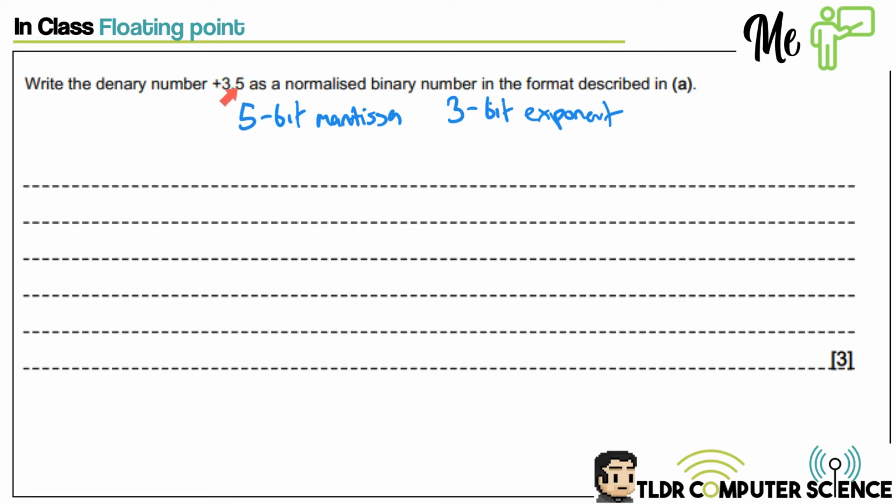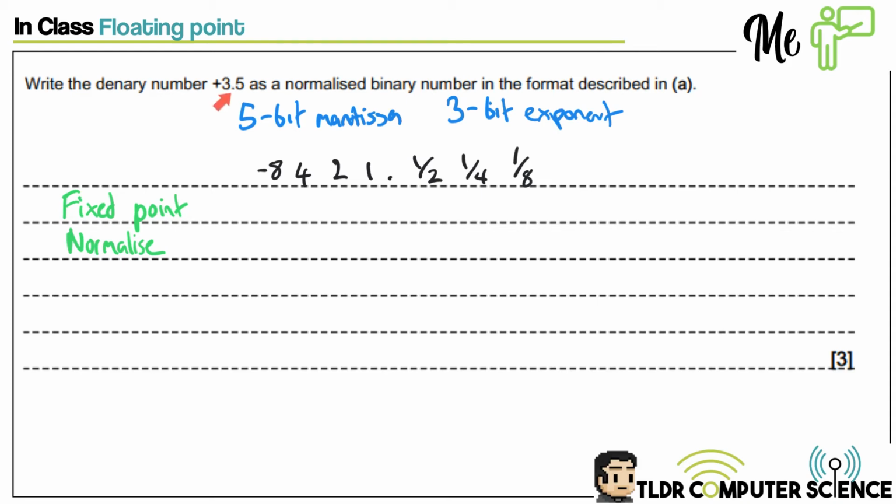You've been given the denary value of positive 3.5, and you need to write it as a normalized binary floating point number, with a 5-bit mantissa and 3-bit exponent. Would we use 2's complement? Yes. We don't actually need it for positive 3.5 because it's a positive number, but okay guys, let's talk about how we're going to convert a denary number like this into normalized floating point.